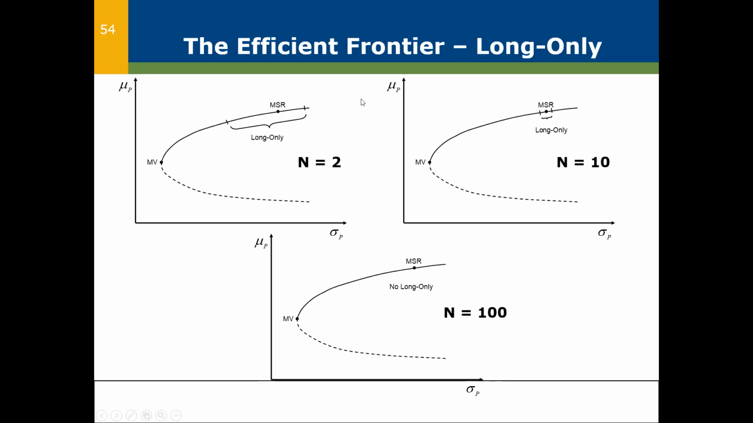There are some technical results that you can show: if there is a region on the efficient frontier that's long only, there's only one such region. So there may be no region, but if there is one, it's only one section. And the other thing you can show is that the more assets you add, the narrower that region, if it exists, is going to be.